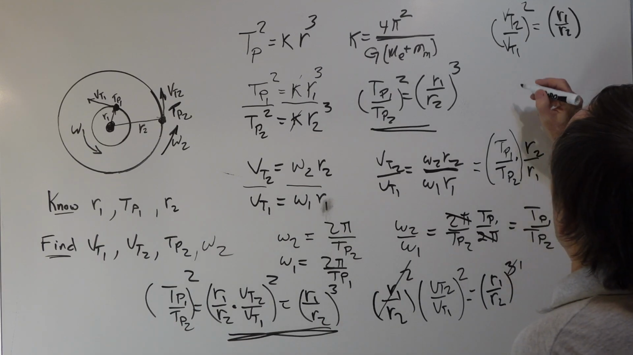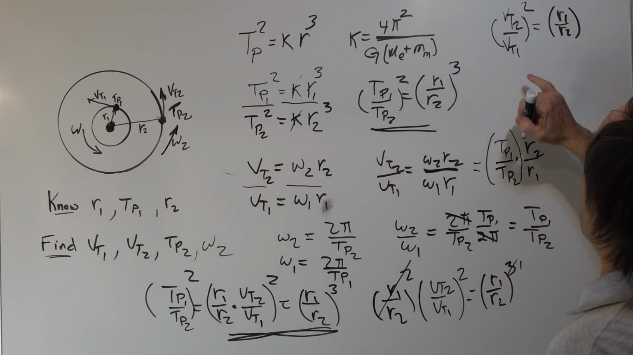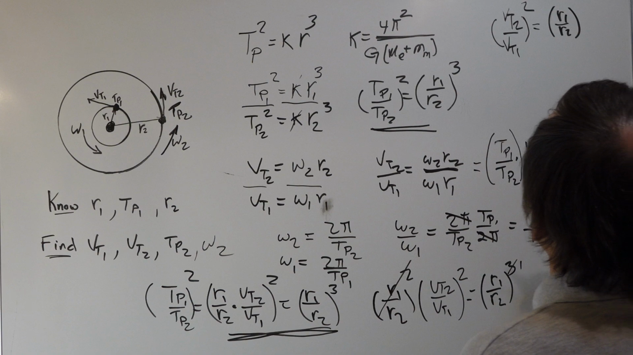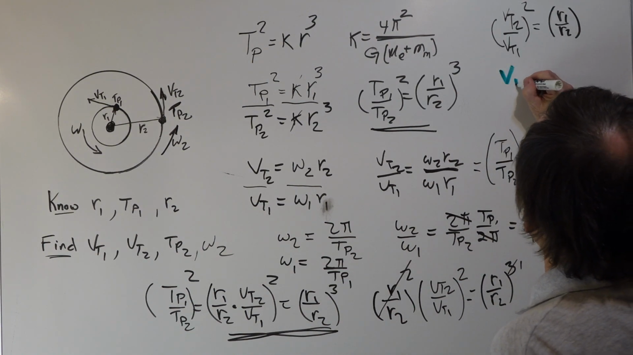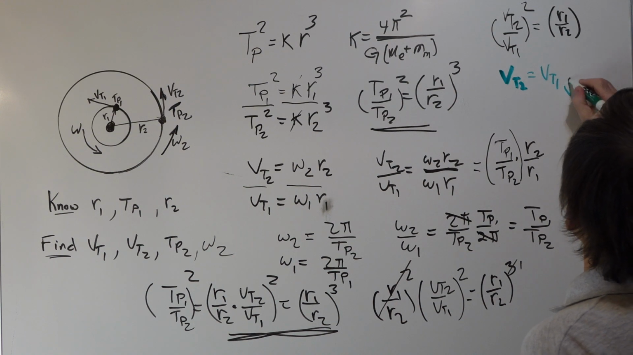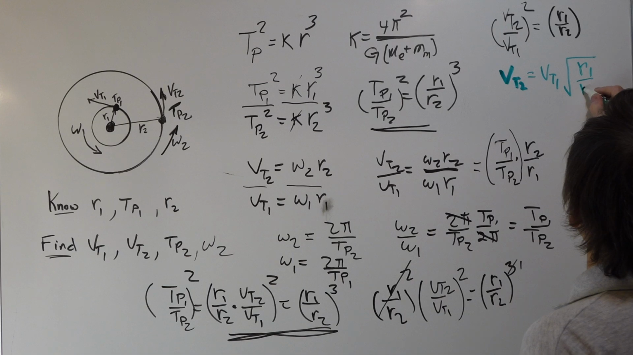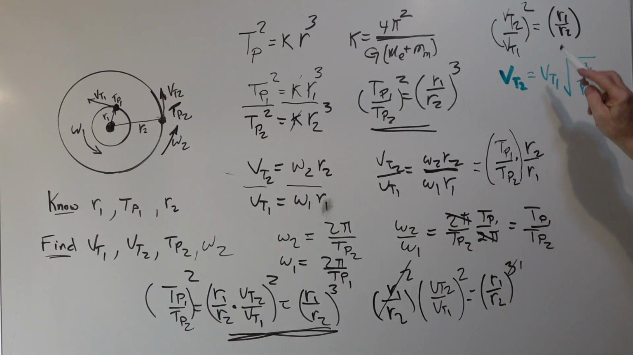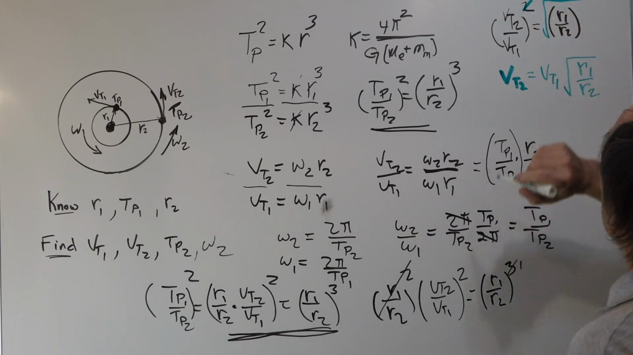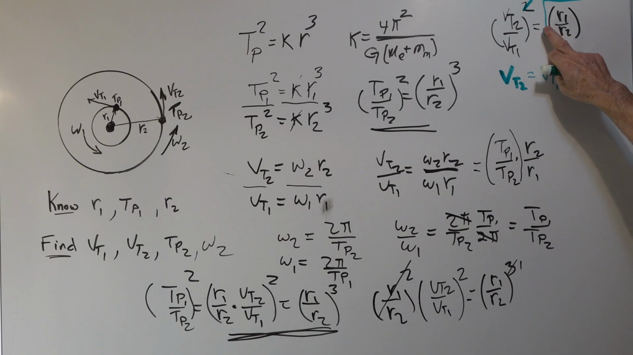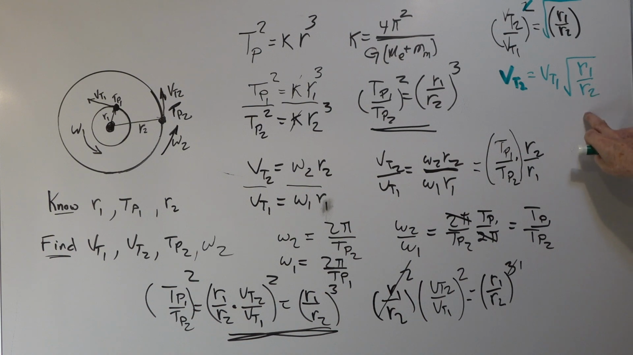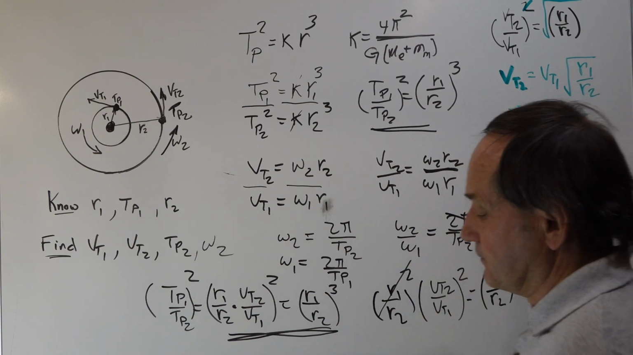Now let's solve for VT2 in terms of the rest of the parameters here. This will be our final result. So VT2 is going to be equal to VT1 times the square root of R1 over R2. If we take the square root of both sides, this goes out, we get the square root here, and if I bring VT1 over, we get VT2 is equal to VT1 times the square root of R1 over R2. This is the final result.